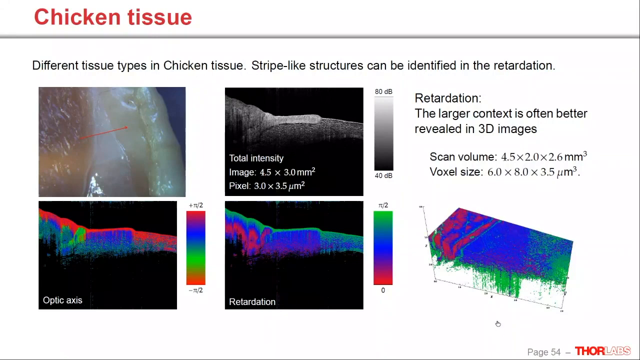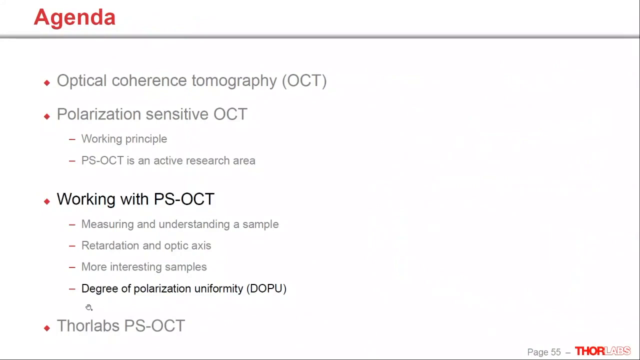These images are still pretty colorful and full of information. And there is another way that has been used quite often and that we have also implemented to reduce the amount of information a little bit. And that is to look at the degree of polarization uniformity. That is a parameter that can show you how depolarizing your sample is.